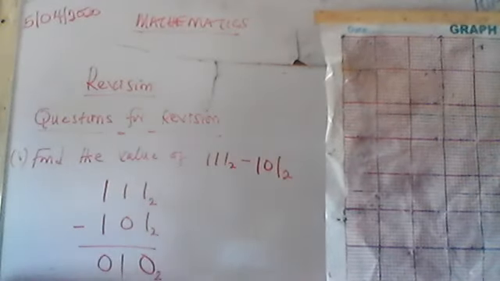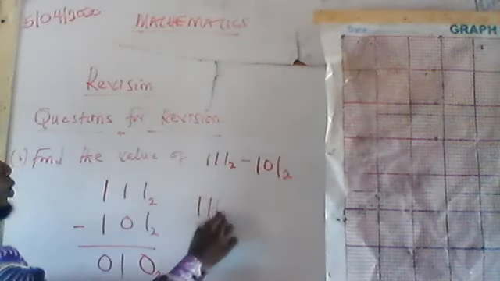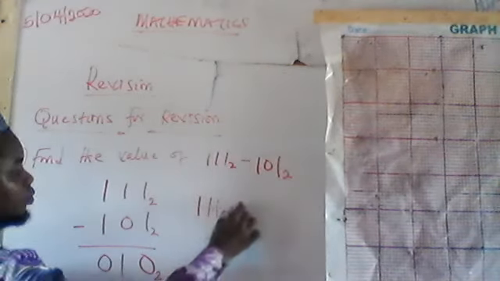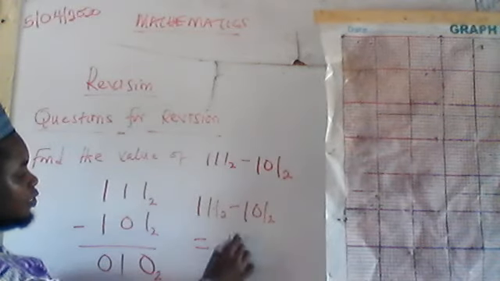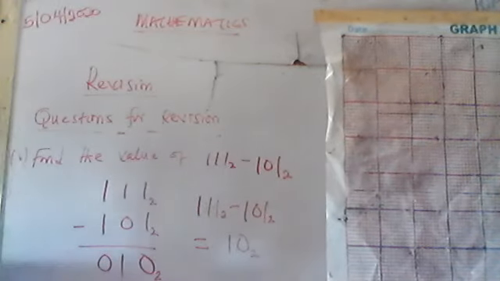So in this case, the value for 111 base 2 minus 101 base 2 will give you 10 in base 2. So this is what you are going to have. It's very simple. Just follow the operation that we know. And if you take it away from that, the value will be 10 base 2.